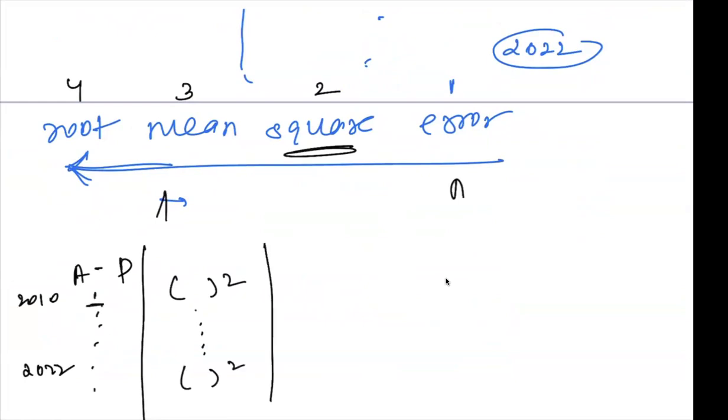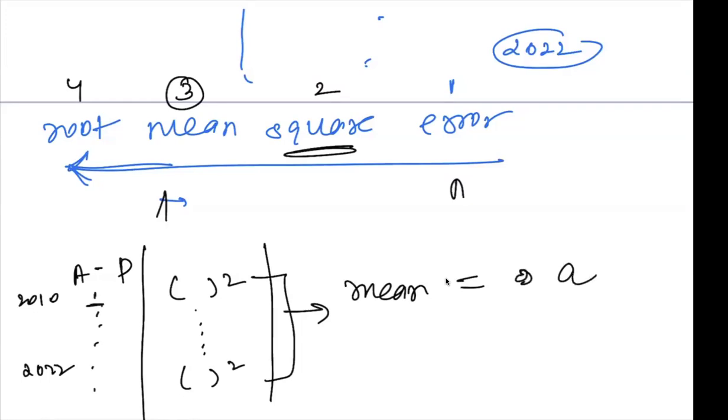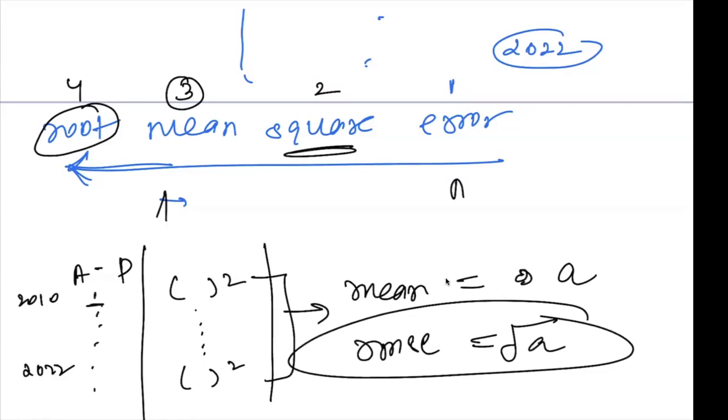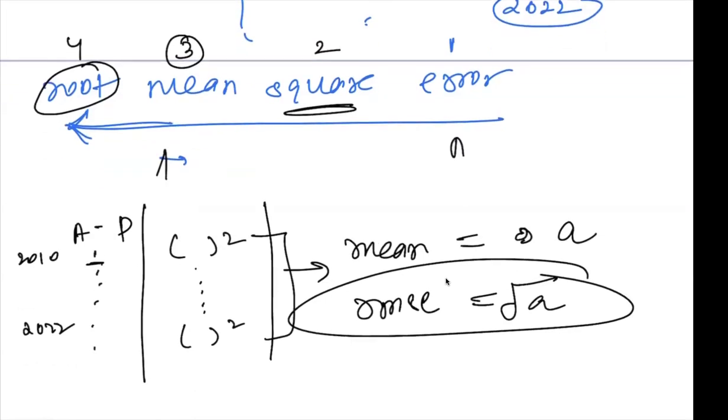So this gives you the squares. Now the third is what? Mean. You'll take the mean of this, and it will give you some value, let's say a. So this is the third step, which is mean. What is the fourth step? Take the root of a. This gives you your RMSE. Understand or not? Are you able to follow, guys? Yes. Perfect.